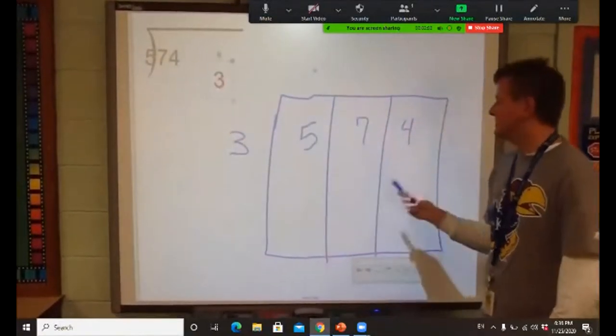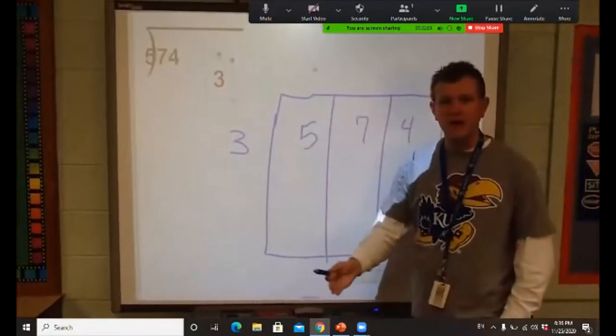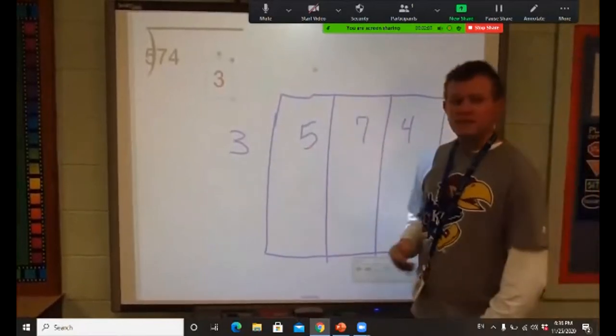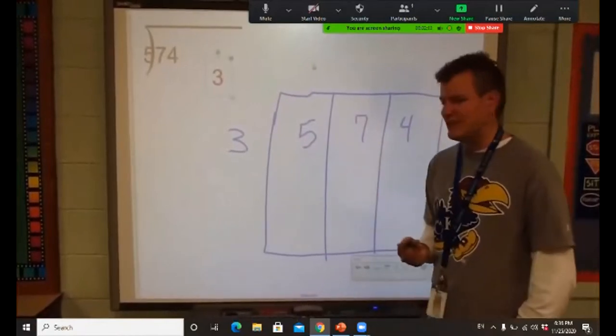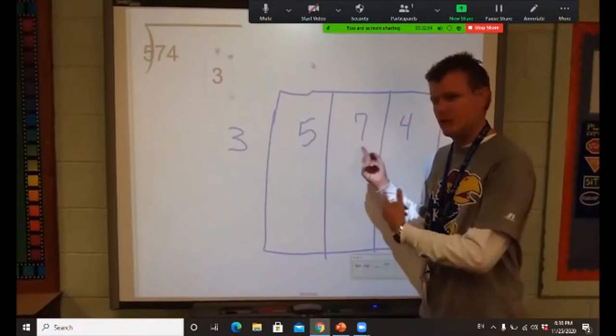All right, so I've got it set up. 574 divided by 3. Same problem, but in a box. They usually tell you to think outside the box. Today we're going to think inside the box, okay? But it's still kind of outside the box because there's a box.